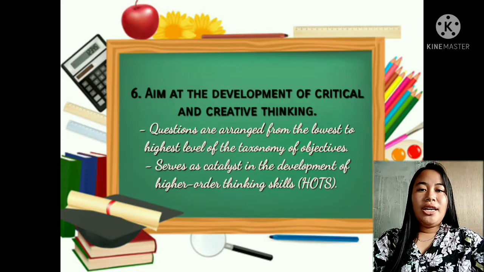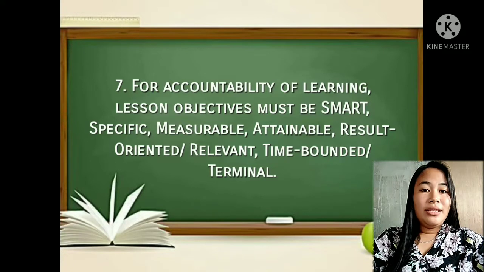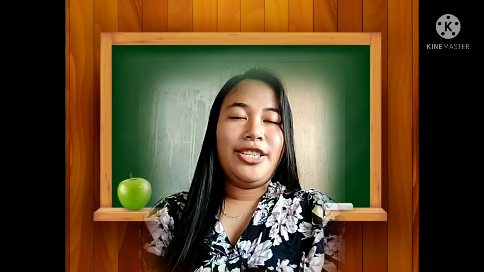Lastly, for accountability of learning, lesson objectives must be SMART: specific, measurable, attainable, result-oriented or relevant, time-bounded or terminal. When we say specific, know your objective. Measurable, formulating a test. Attainable, can students attain the objective? Result-oriented or relevant, focused on your end. Time-bounded or terminal, the lesson objective is aligned to the curriculum. So that's the 7 objectives-related principles of teaching.